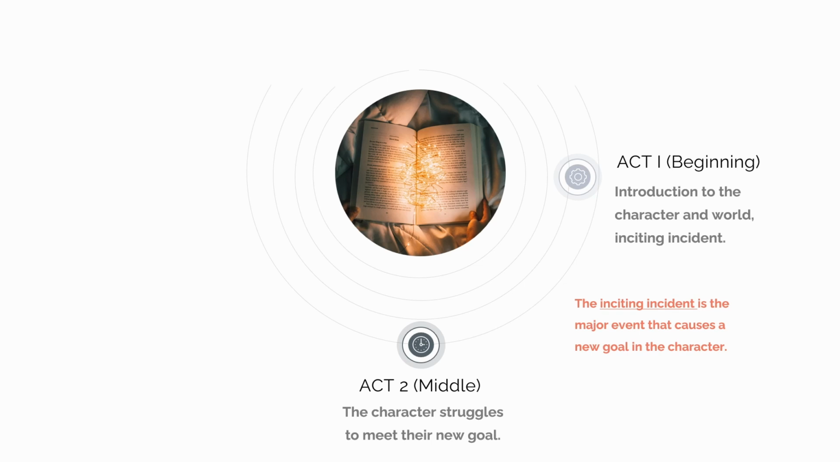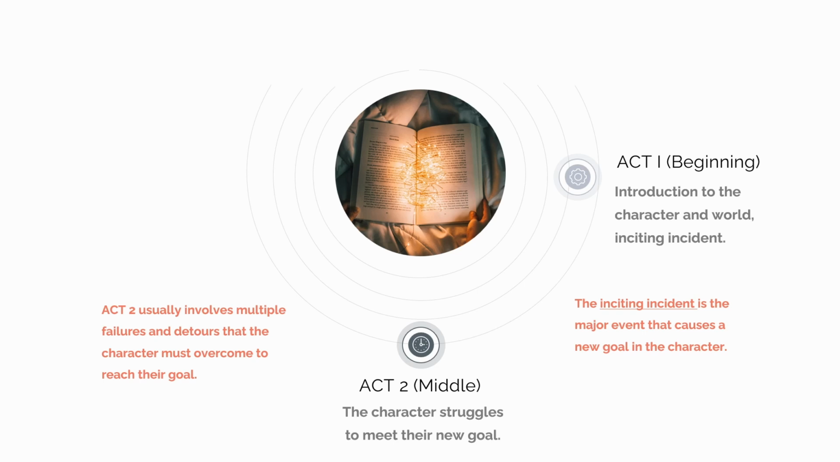Act 2 is the middle act, and this is where the character struggles to meet their new goal. So in this act, we usually involve multiple failures and detours that the character must overcome to reach their goal. So they can't make the goal and then just automatically reach it. They have to have conflict. They have to have issues in reaching that goal.